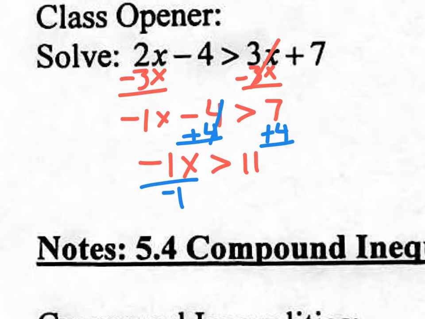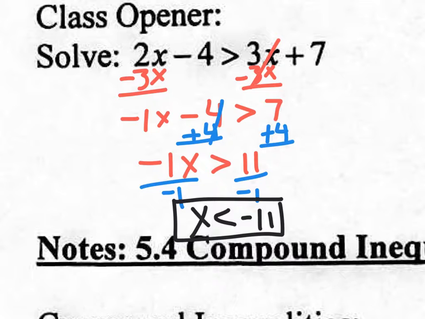Divide by negative 1, divide by negative 1. We should all know that when we're dividing by a negative, what do we have to do with that inequality? Flip it, and you end up with a negative 11. And ladies and gentlemen, that's our answer. X is less than negative 11. Let's move on.